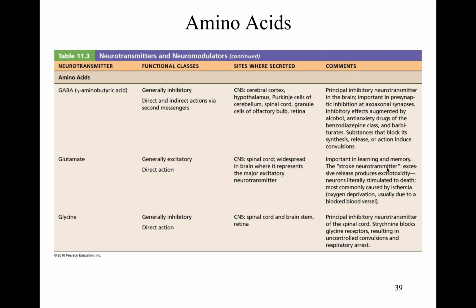Excessive release of glutamate at the synapse between 2 neurons can actually cause excitotoxicity in that postsynaptic neuron. So all that means is that the neurons are literally being stimulated to death. So too much glutamate released at that synapse leads to neuronal death in that postsynaptic neuron. So that can then lead to sensory motor function deficits. It can lead to changes in speech, changes in vision.